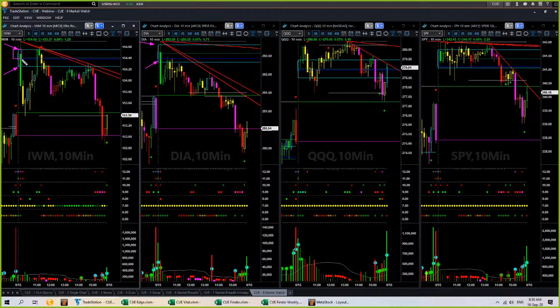IWM and DIA broke below early range low first. QQQ didn't break decisively at that point, and SPY also didn't break decisively at that point. After breaking, IWM recovered sharply, but DIA couldn't. DIA hit the early range low and started to come down again. Looking at that, if you were looking for a day trade in the market using futures or ETFs, you would choose DIA.